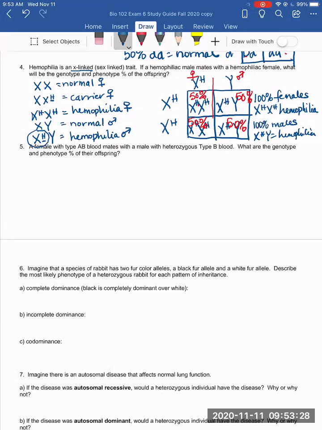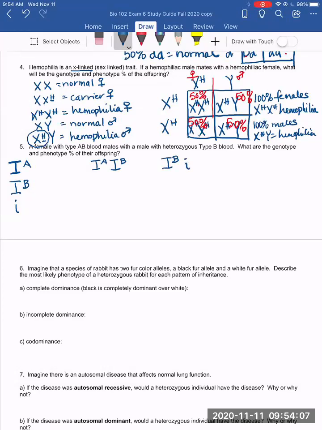So a lot going on in this question. First, you have to remember what the alleles look like. This is the type A allele, this is the type B allele, and this is the type O allele. Remember, this pattern of inheritance is called codominance. So type AB, that's going to look like this. If you're type AB, it means you have a type A allele and you have a type B allele. If you're heterozygous type B, it means you have one type B allele and one type O allele.